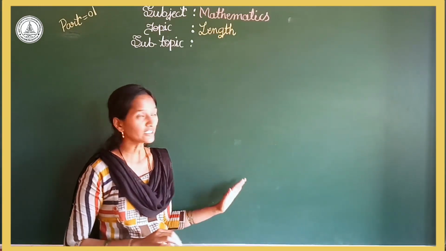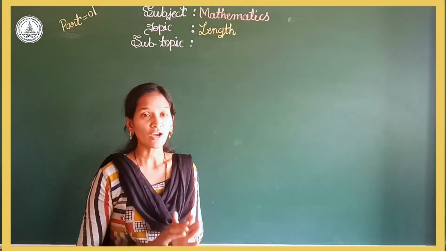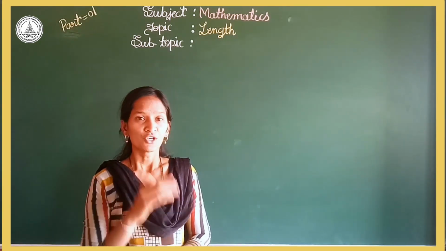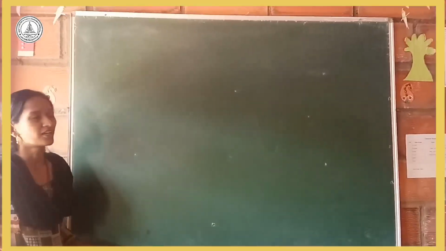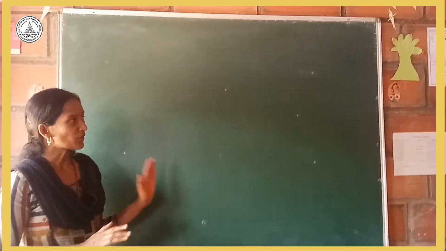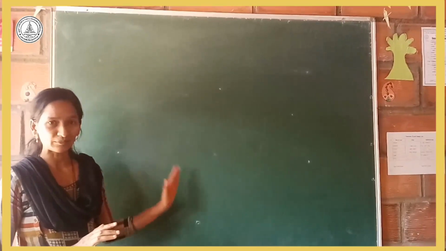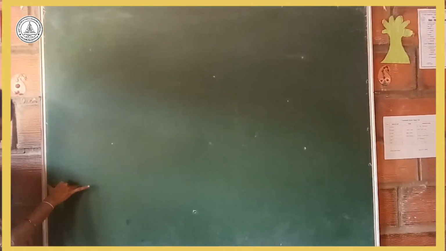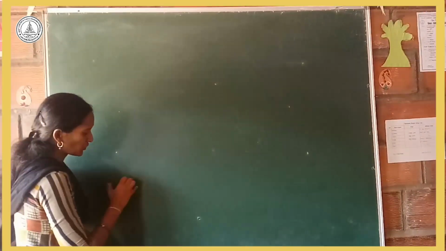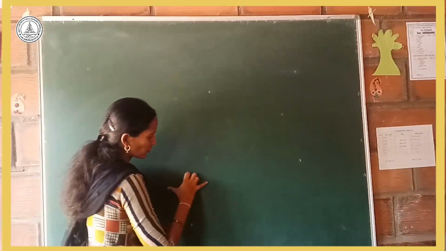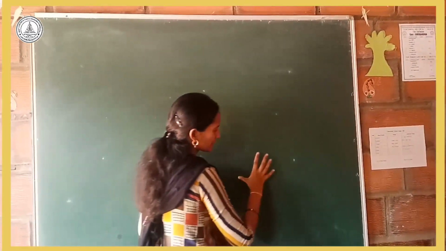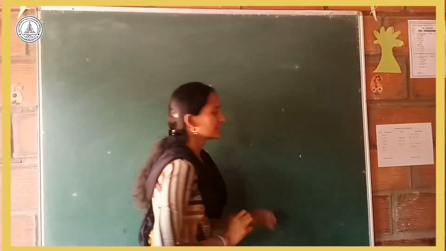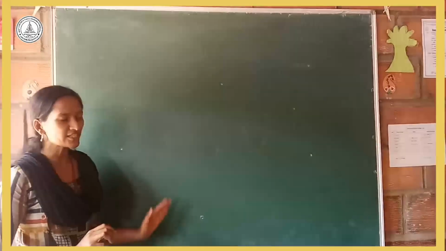Here we are using a green board, right? Now I am measuring the length of this green board by using hand span. All of you observe here. Students, now I will measure the length of this green board with the help of hand span. All of you observe here. 1, 2, 3, 4, 5, 6, 7, 8. See, the total length of this green board is 8 hand spans.